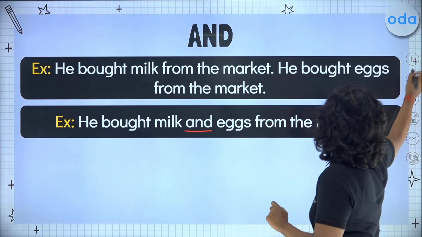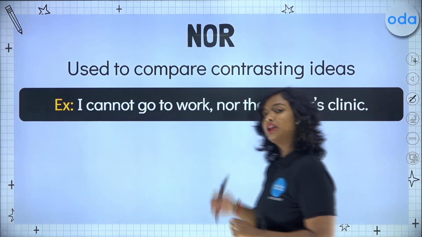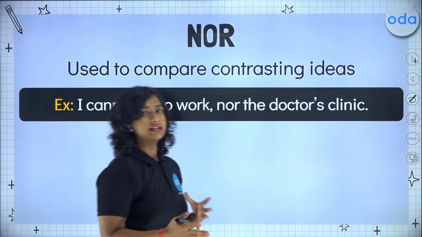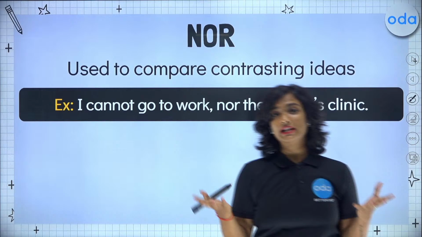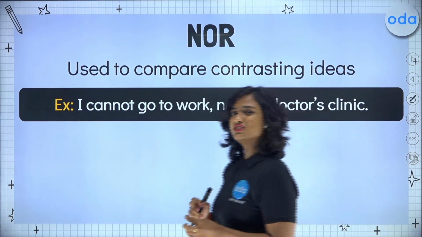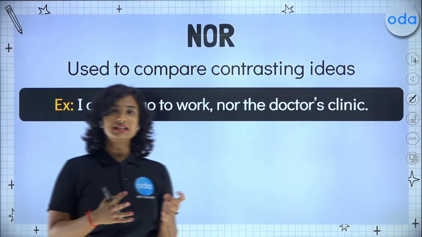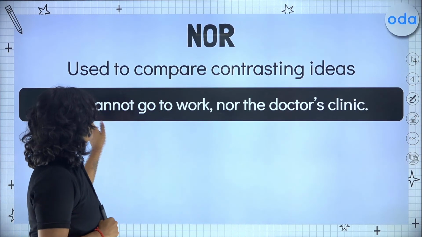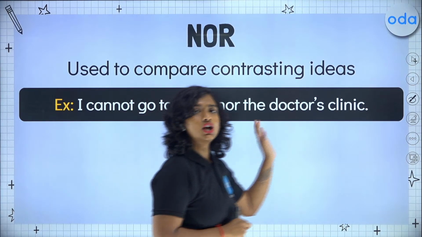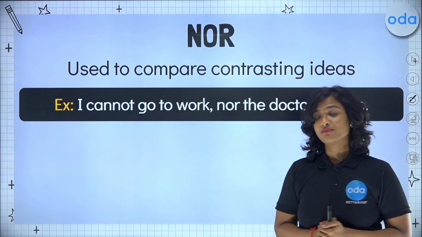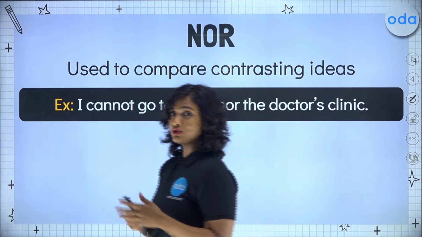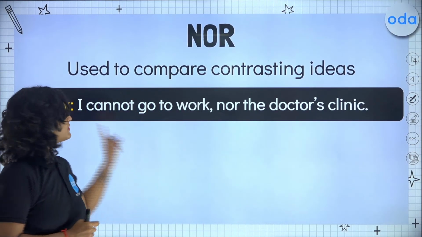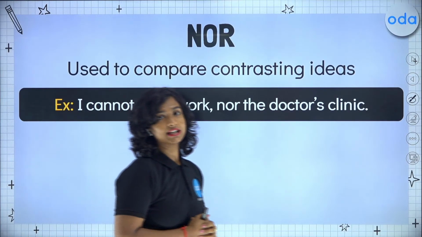Now we can move on to our third conjunction for today, which is nor. Nor in a way is the opposite of and. Where and is used to join two things, nor is used when we want to compare two things, and both of them are usually negative. For example, I cannot go to work nor the doctor's clinic. Now, if we are to break this down into two sentences, it would be: I cannot go to work. I cannot go to the doctor's clinic.